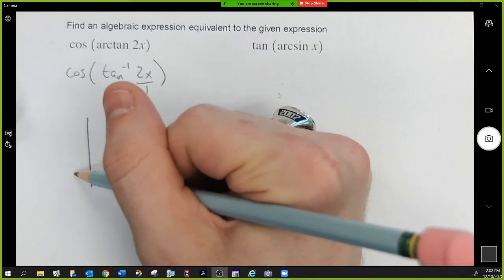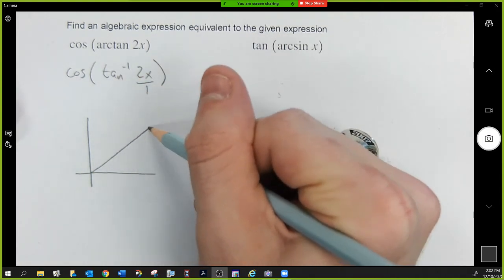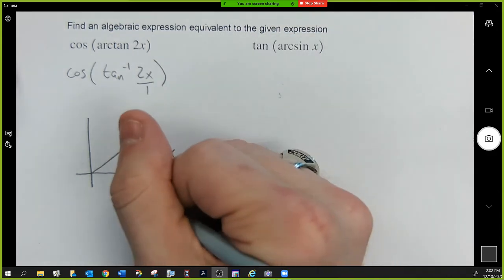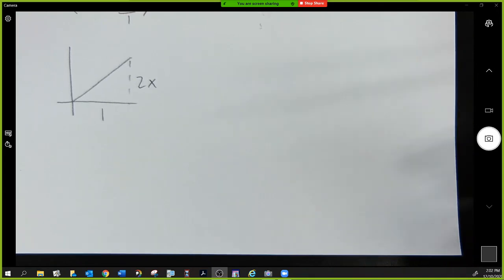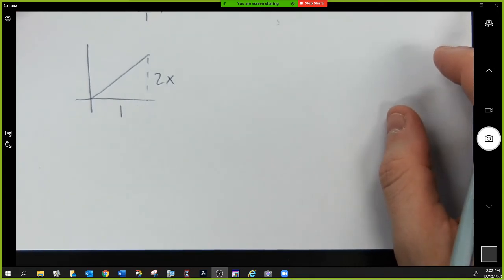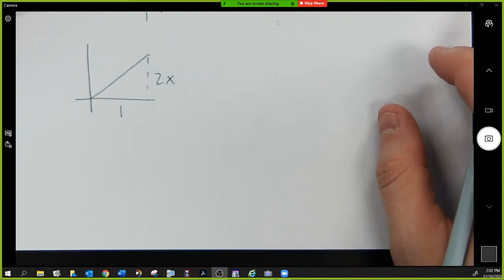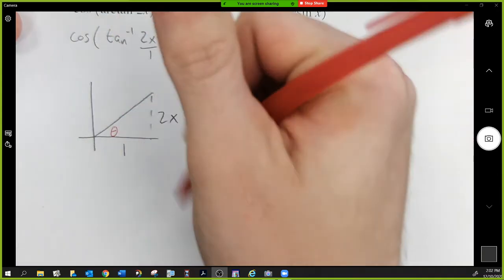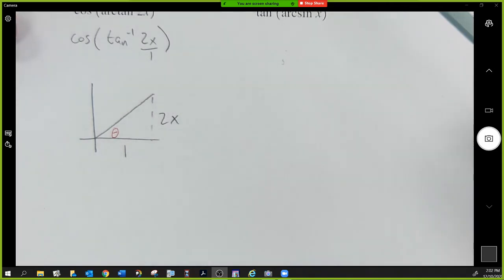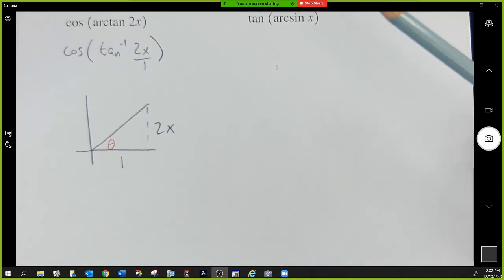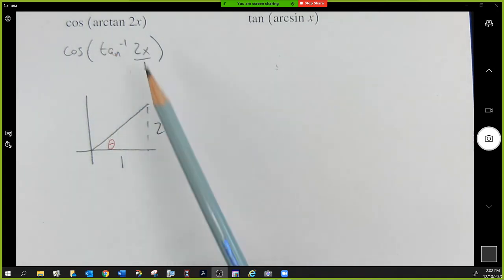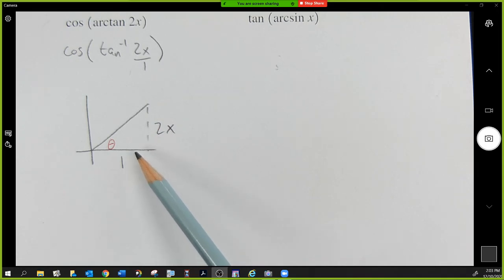So I'm going to draw my triangle. My opposite side is a 2x. My adjacent side is a 1. Now, I do not know what that theta is. But I do know that I could find cosine of this theta. It would be adjacent over hypotenuse, correct? I need to know the length of this hypotenuse then.